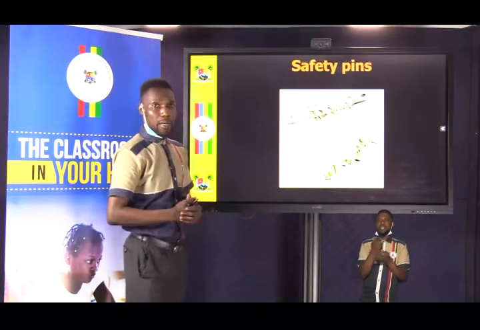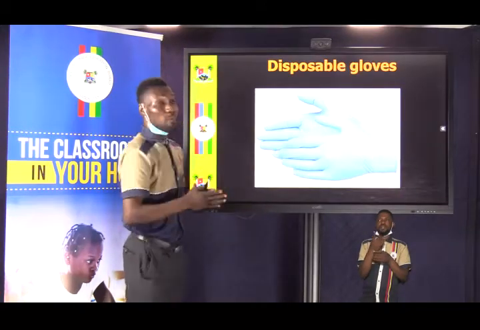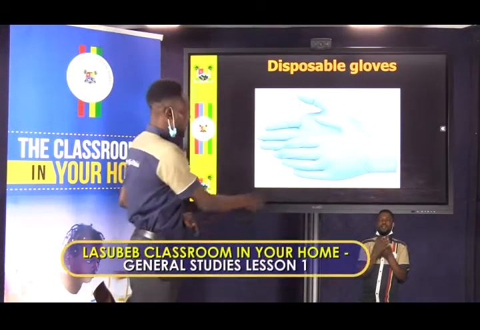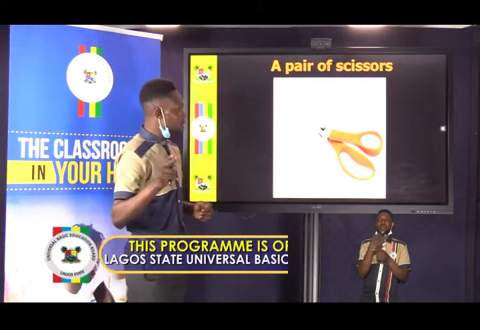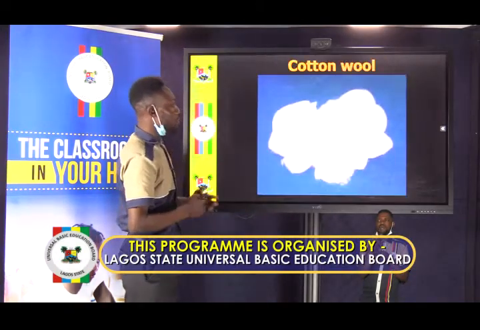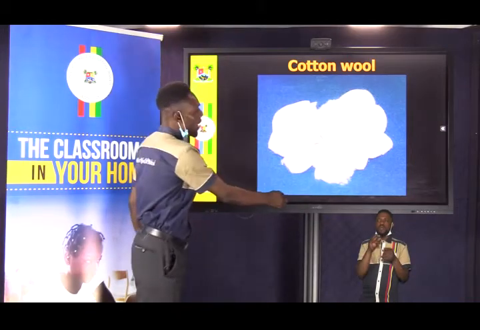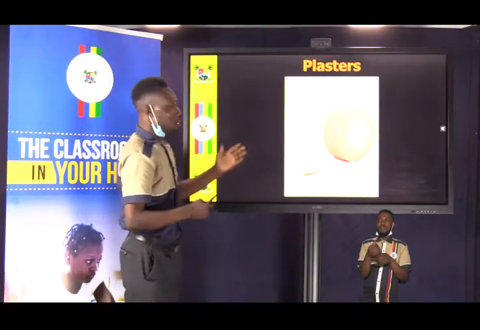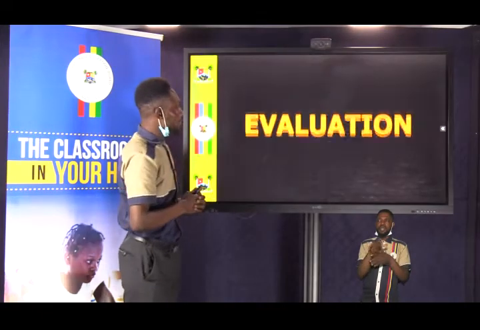What about safety pins? Good. That's another one. Disposable gloves. Exactly. Yes. It's one of the items there. A pair of scissors is very needed there too. It's one of the items in first aid box. Cotton wool. Yes. It's also an item in the first aid box. Plasters. Good. That's another item.